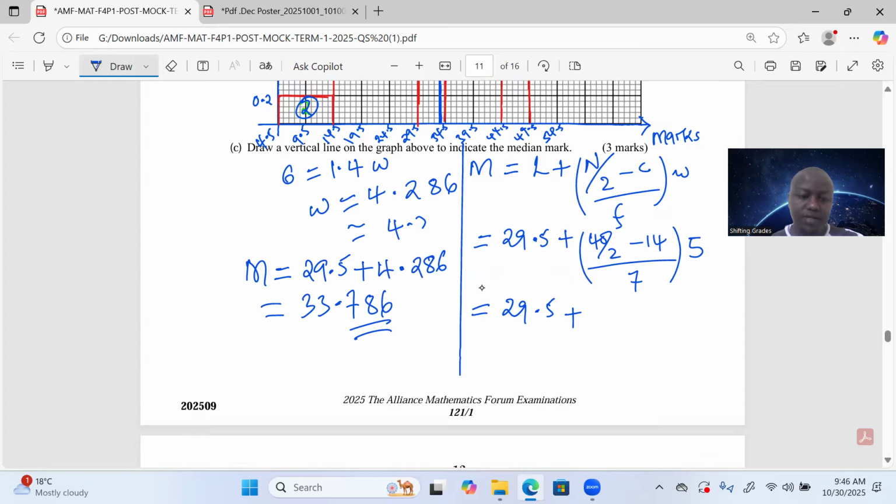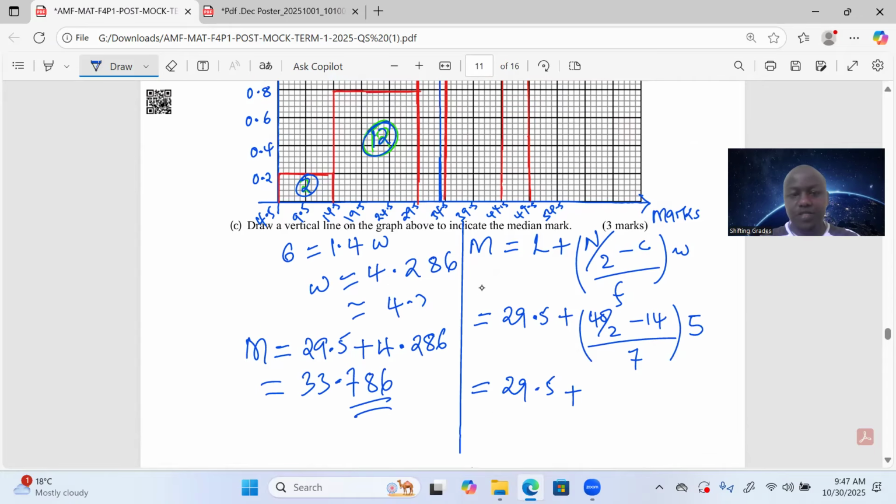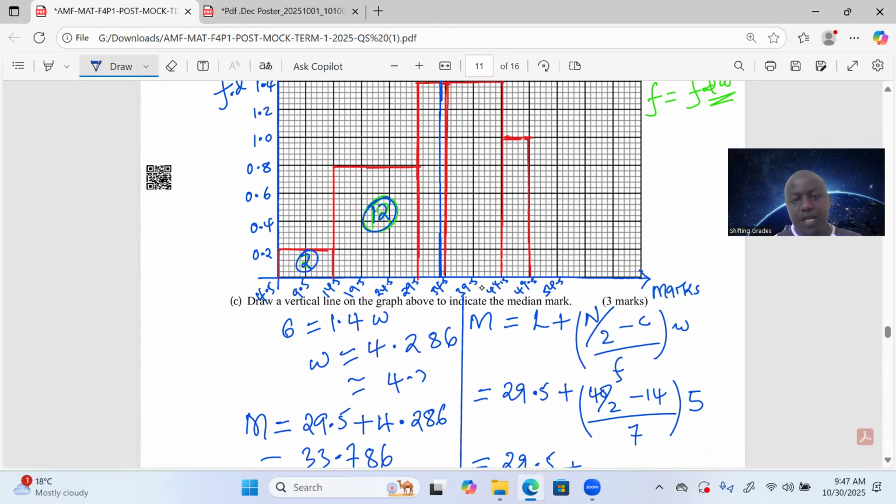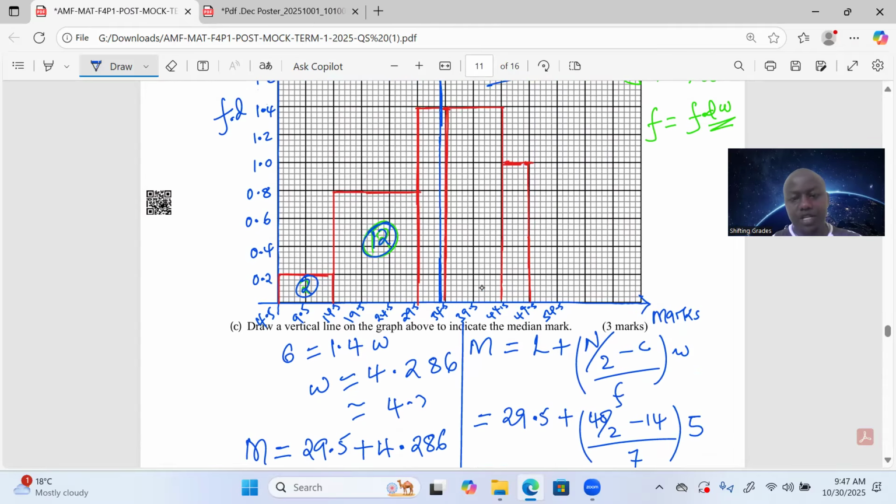And now 7 should be multiplied by 5. Then we divide by 7 and we get exactly 5. Now when we add 5 to 29.5, we are getting 34.5, which is almost the same as the estimation.